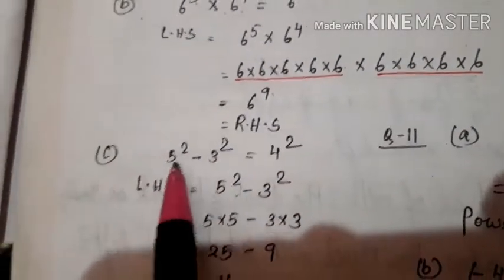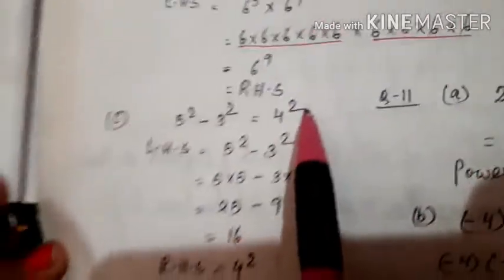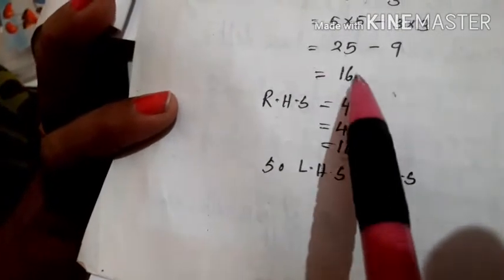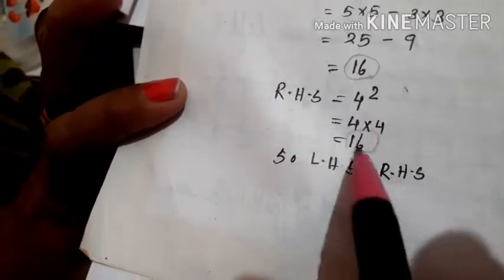Then see, 5 square minus 3 square is equal to 4 square. In LHS, 5 square means 25, 3 square is equal to 9, so 25 minus 9 is equal to 16. RHS is equal to 4 square, which means 16. See, LHS is equal to RHS.